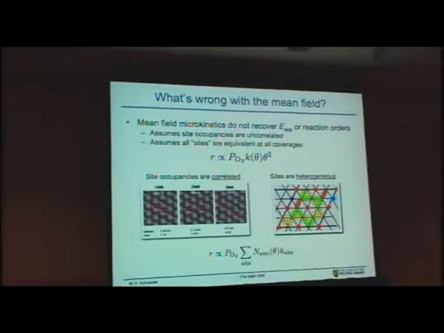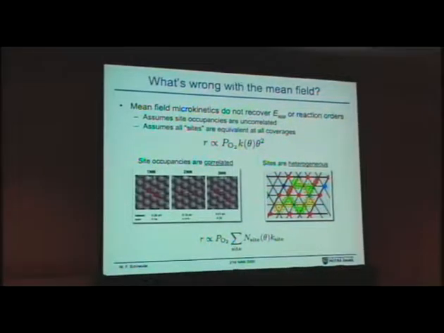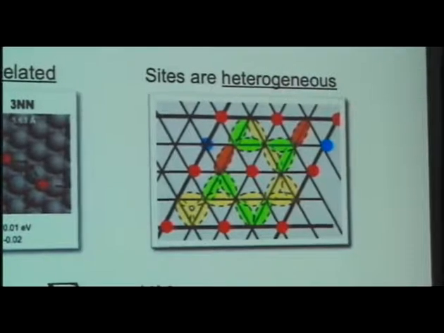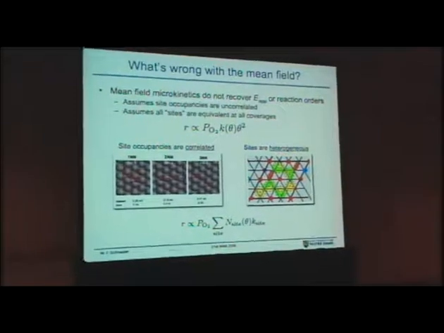This mean field model essentially assumes that at any particular coverage, every site on the surface is the same, and that the distribution of those sites is basically random. Those assumptions are not true. I've shown you that oxygen atoms actually interact with one another at the surface. They repel because of electronics and because of sterics. So the locations of these sites are correlated with one another, and the sites are heterogeneous. If we're going to get rate orders and apparent activation energies right, we have to go beyond the mean field towards something that looks more like a kinetic Monte Carlo model. And that's where we're headed.